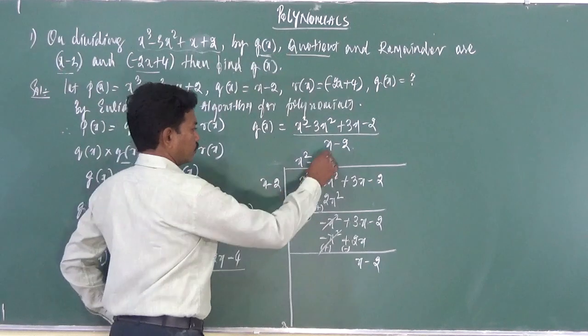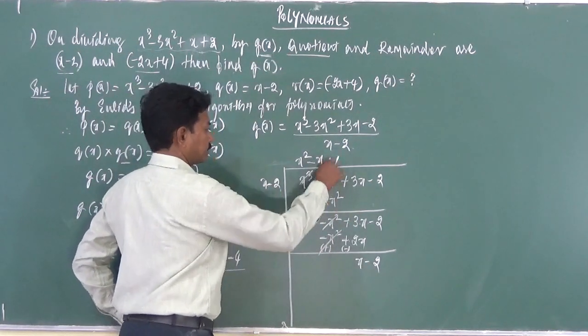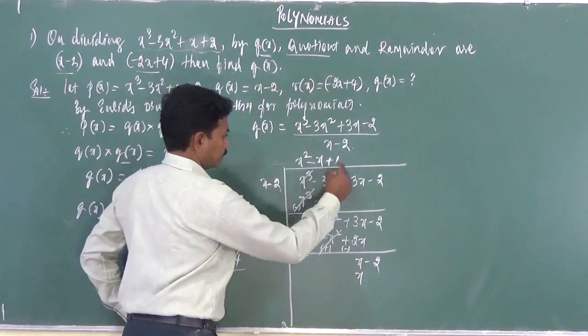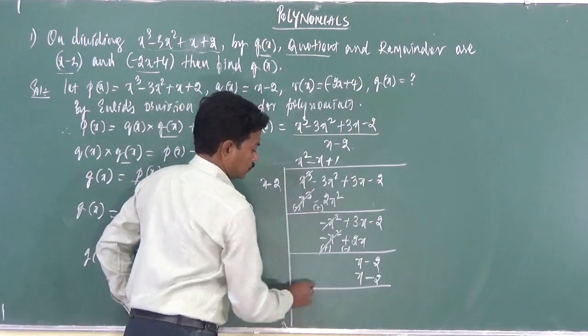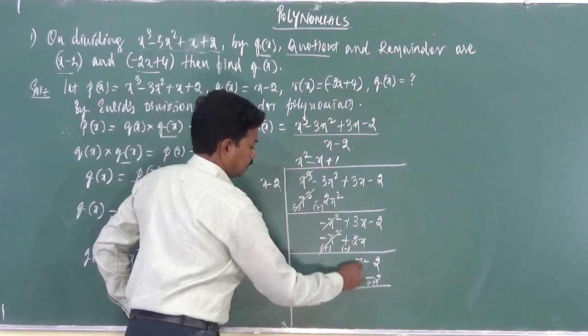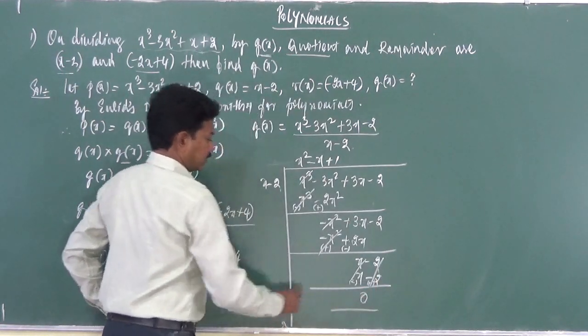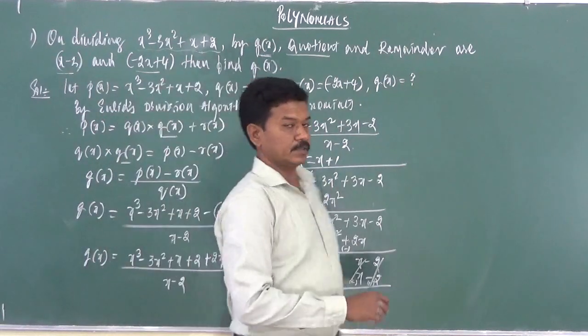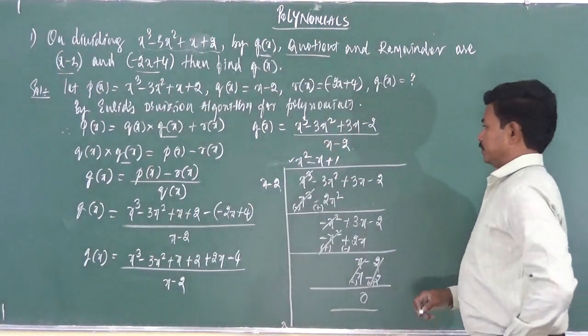So x into what gives you x? That is plus 1. x into plus 1 is x. Minus 2 into plus 1 is minus 2. So the sign changes, both the terms cancel, and the remainder is 0. So now what we have got here is the quotient x square minus x plus 1.